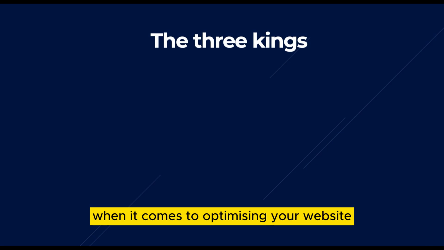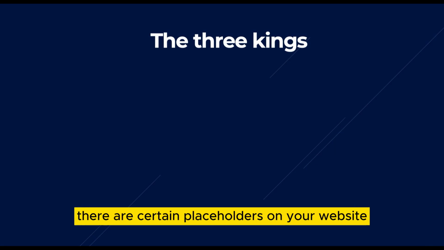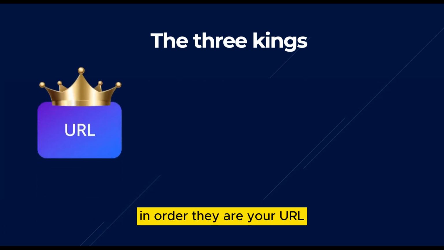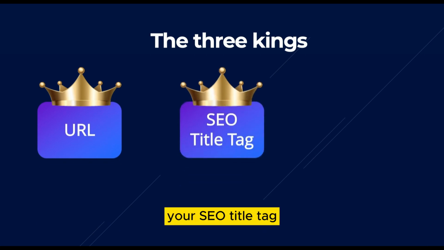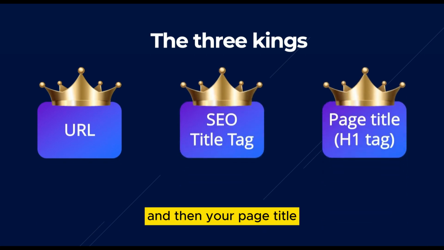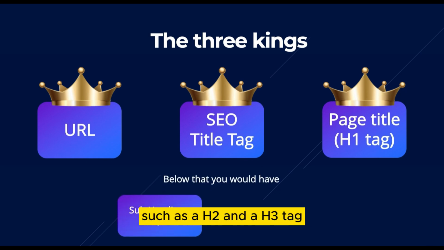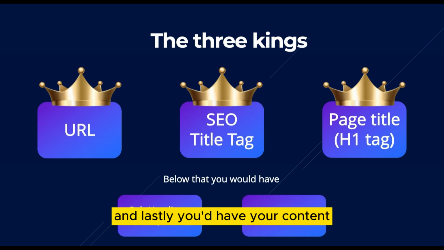The three kings. When it comes to optimizing your website, there are certain placeholders on your website that are more impactful than others when you place keywords in them. In order, they are your URL, your SEO title tag, and then your page title, often referred to as an H1 tag. And then below that, you'd have your subheadings, such as an H2 and an H3 tag. And lastly, you'd have your content.